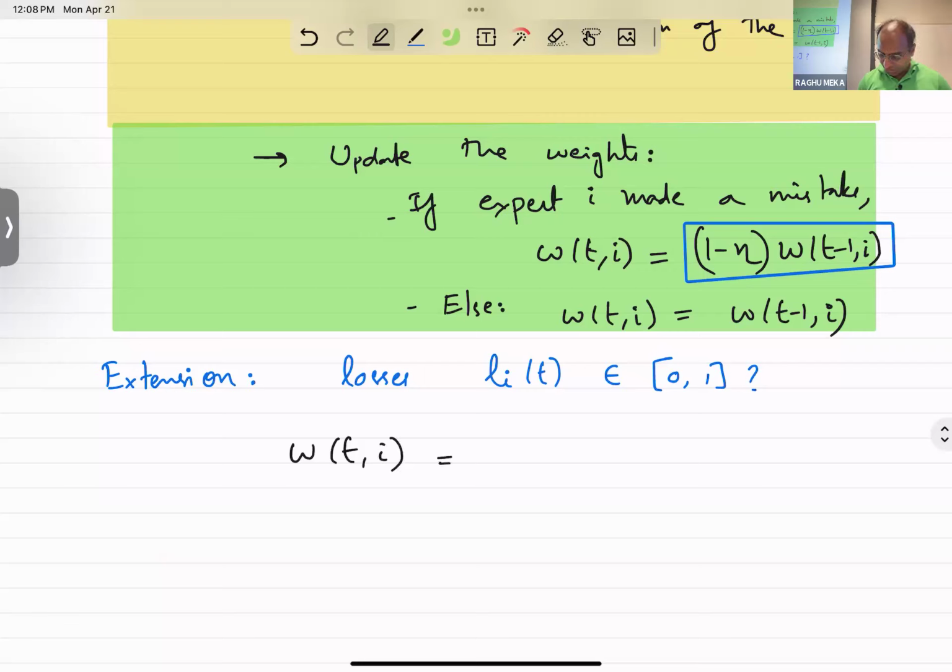Exactly. There are different versions. You can try the power, but it is a little bit cumbersome to analyze. So the suggestion was 1 minus eta to the L, the loss. If the loss is 0, there's no factor. If the loss is 1, then you get something like this, right? Just for ease of analysis, the one that's more commonly studied is to set something like this.